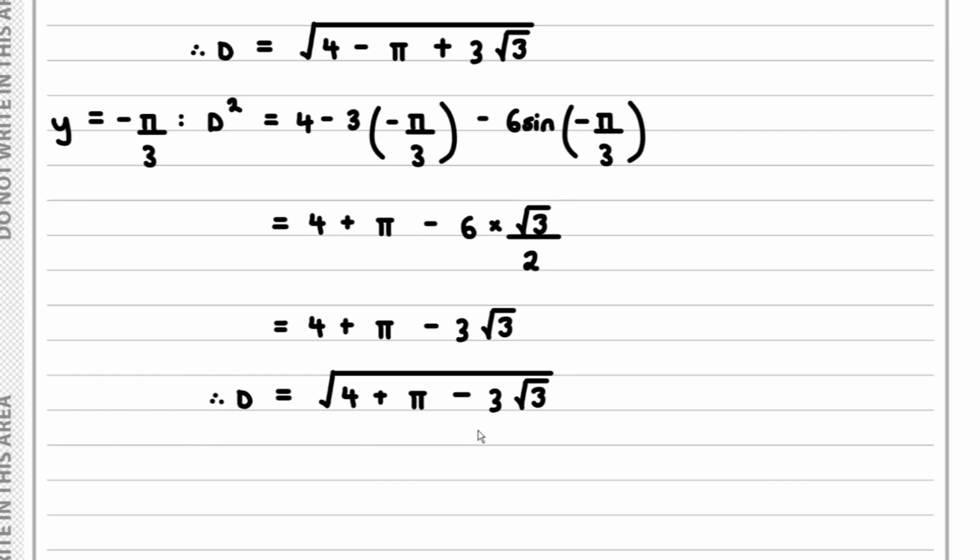root 3. And so for us to state the minimum value of d, we need the smaller value of d, and that's the one shown here. So d min is equal to the square root of 4 plus pi subtract 3 root 3.